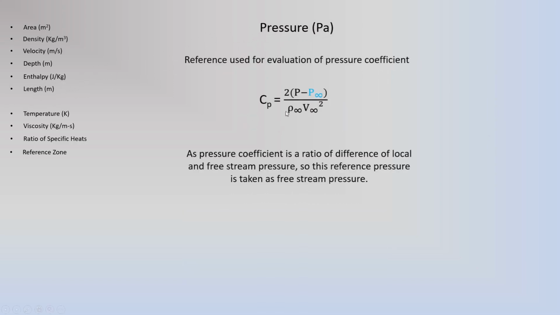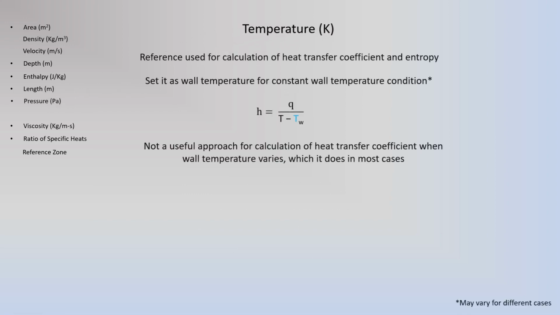Pressure coefficient is the ratio of difference in local pressure from free stream pressure to the free stream dynamic pressure. So free stream pressure should be chosen as the reference pressure. For airplanes, its value is equal to atmospheric pressure at the particular height of flight.